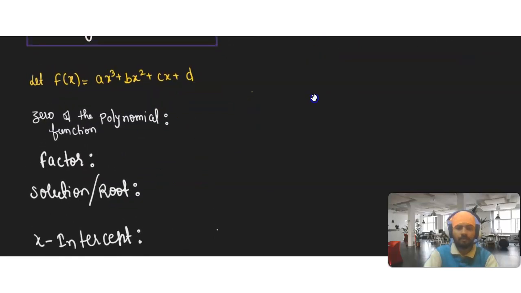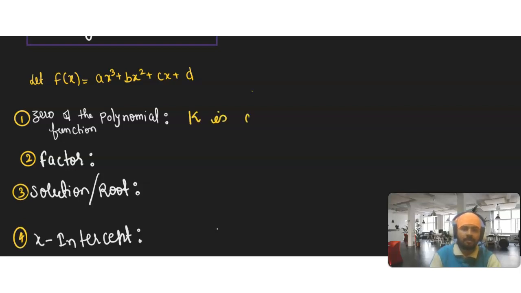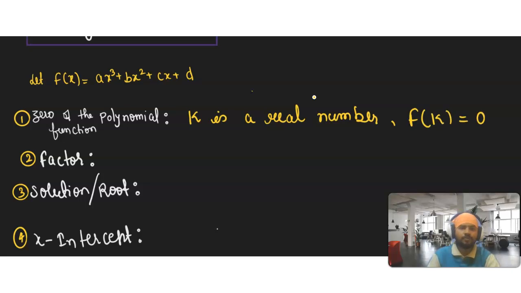Now after this we will try to understand the zero of a polynomial, factor of a polynomial, solution or roots of a polynomial, and x-intercept of the polynomial. We are going to understand the difference between these terms here. If k is a real number, then a zero of the polynomial means that if we substitute k in place of x as the input, we get 0 as the output, so it is known as a zero of the polynomial.